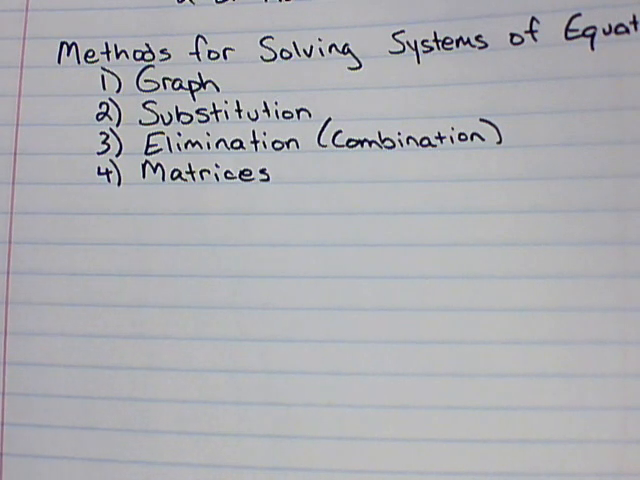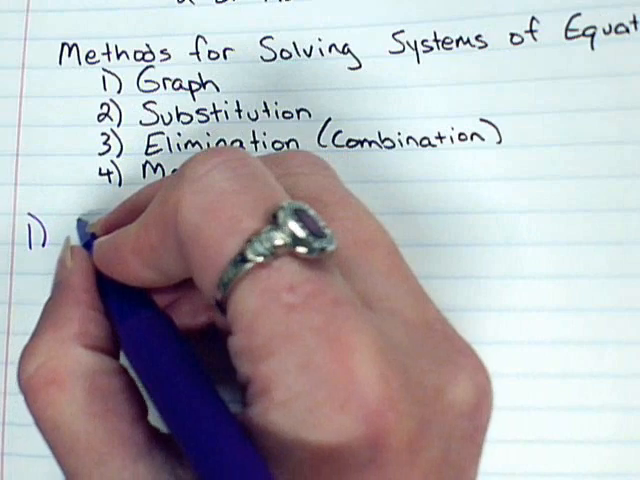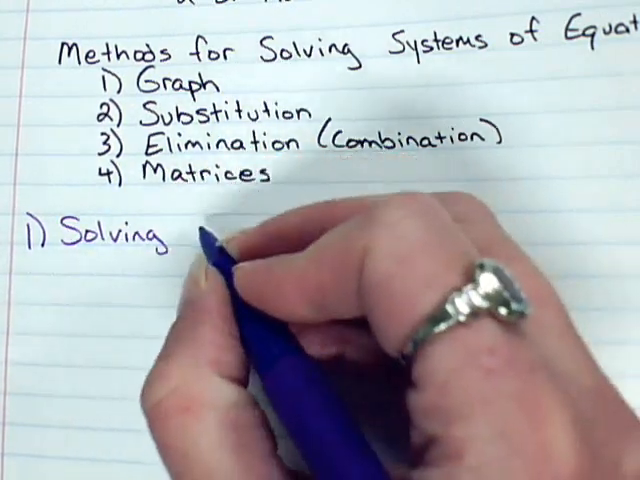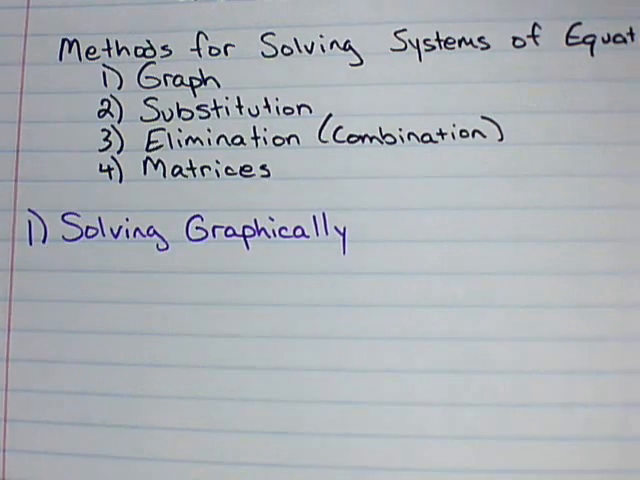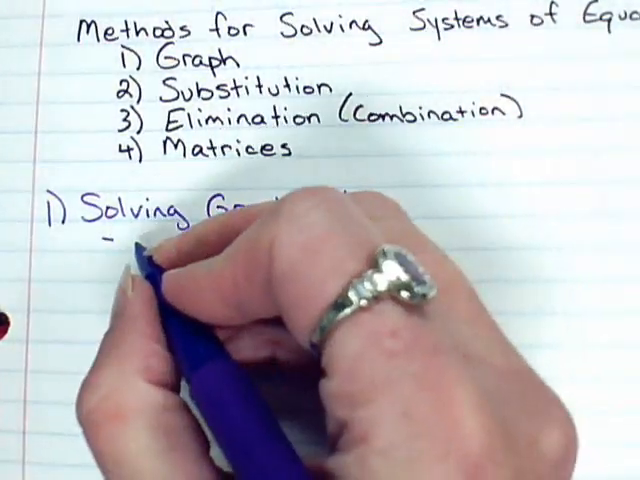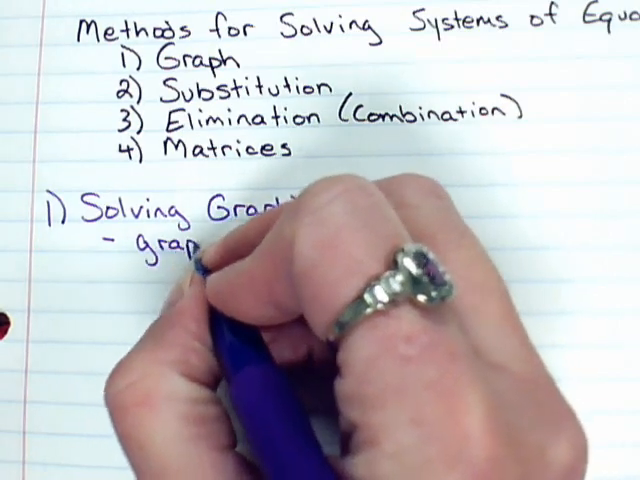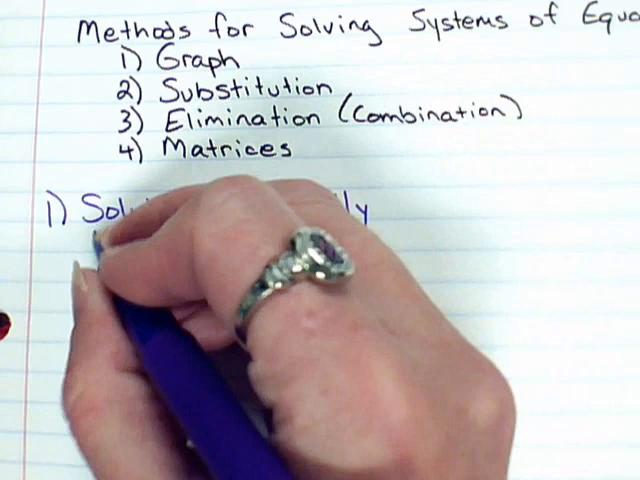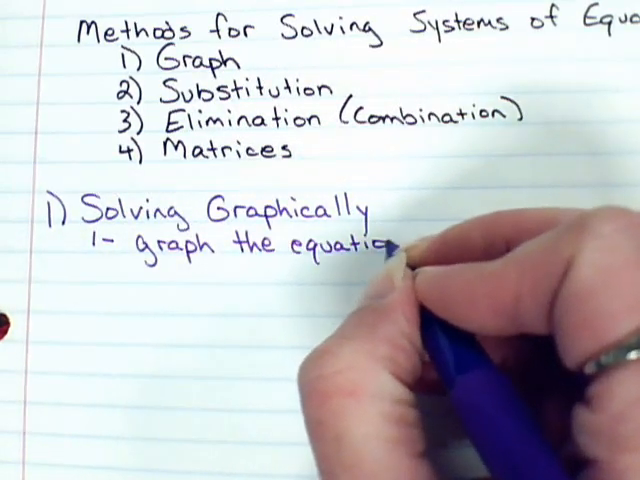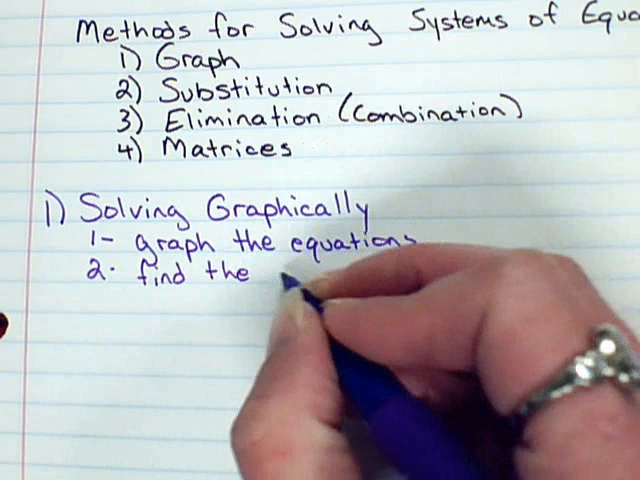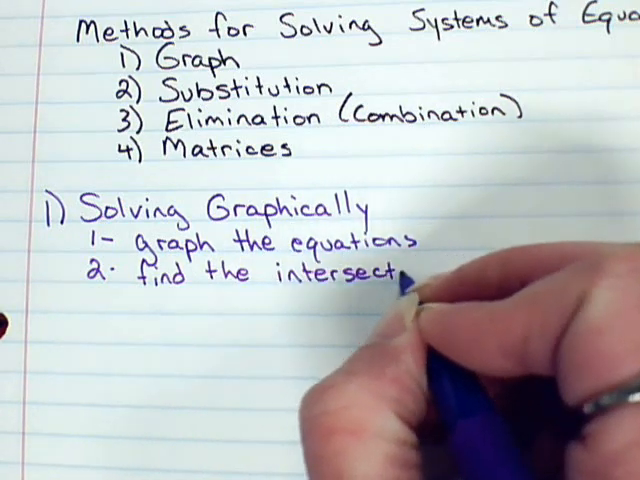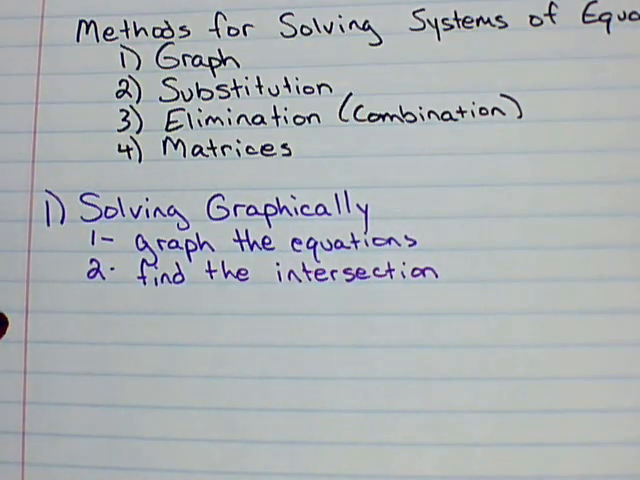So let's start with solving graphically. It's pretty easy. Step one is to graph the equations. And two, we'll find the intersection. So let's look at an example of this. Actually going to take one from the warm-up.